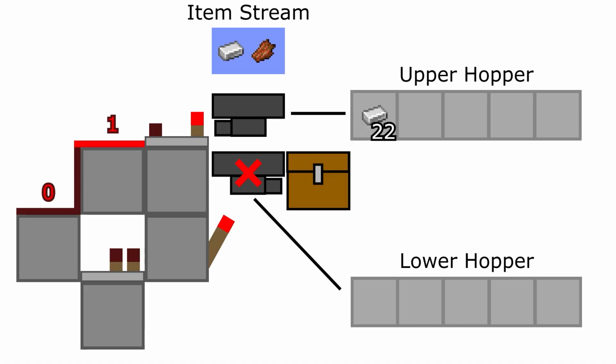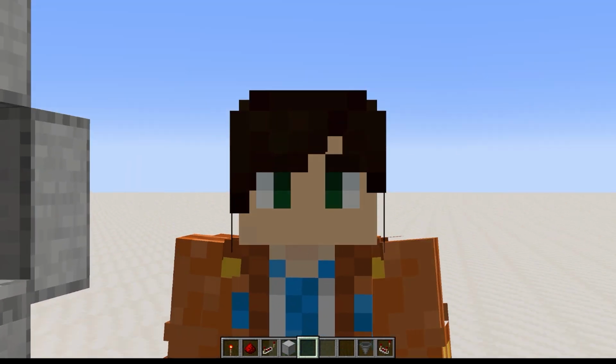Instead of filling our upper hopper with 22 iron ingots and leaving 4 empty slots, we can put 18 iron ingots in the first slot and 1 iron ingot in each of the other slots. Now the rotten flesh can't get in at all. It doesn't matter how much rotten flesh there is, because there are no empty slots. Problem solved, right? Well, no, not exactly.